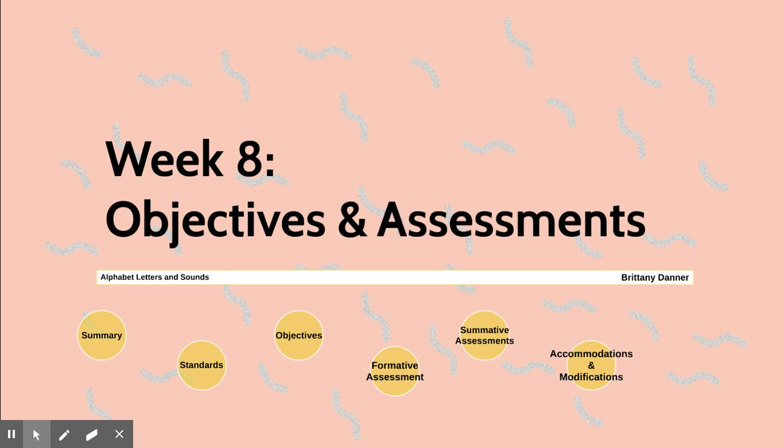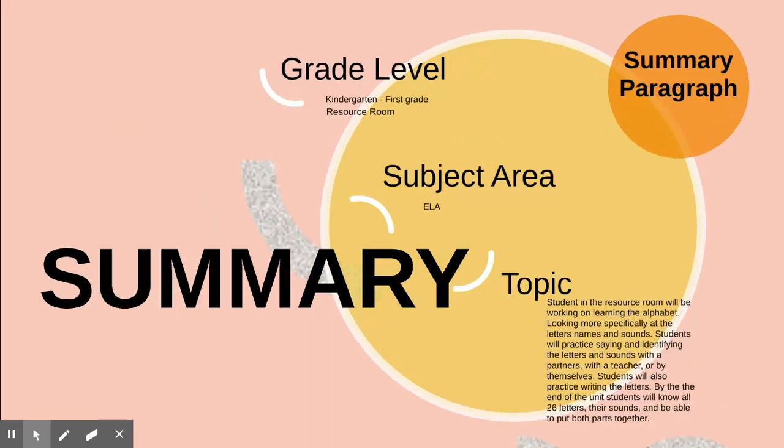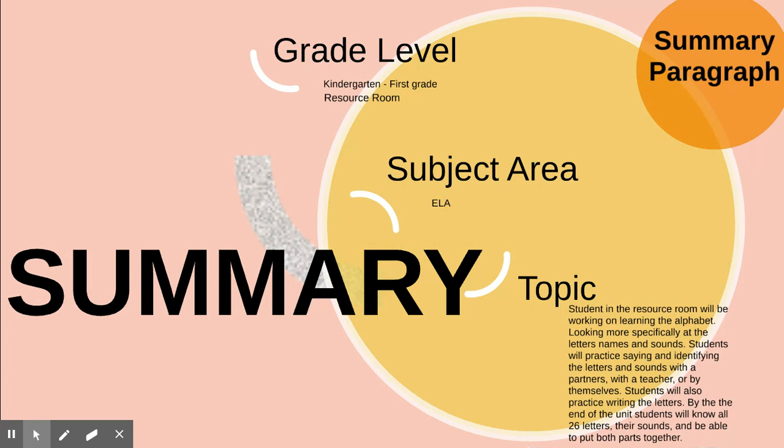So for week 8, we talked about objectives and assessments. My lesson focuses on alphabet, letters, and sounds. So a quick summary: this lesson will be with kindergarten to first grade students, or a small group in a resource room, and the subject is ELA, and the topic is working with students on letter recognition and the sound of the letters as well.